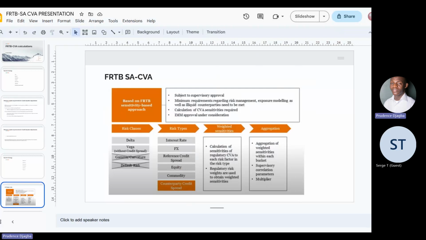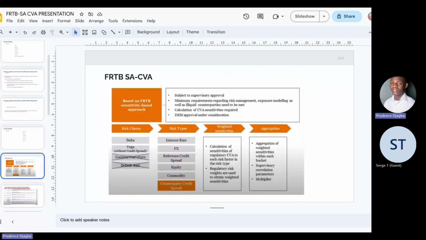So then we need to generate the sensitivity with respect to the interest rate, the commodity, the equity, and the reference credit risk, in order to build the weighted sensitivities. As I said earlier, the risk weights are given by the supervisor, and all the correlations are given. We also need the multiplier, which is a coefficient provided by the bank. Usually it is 1.5, a conservative coefficient.